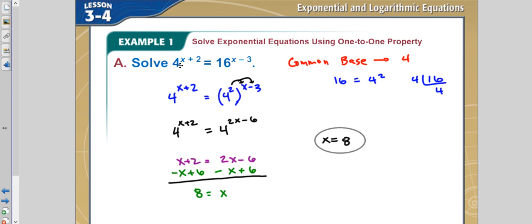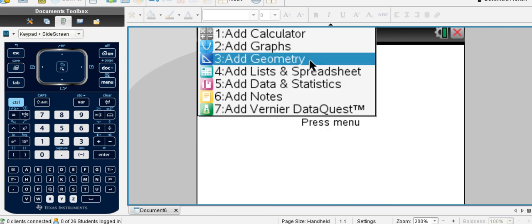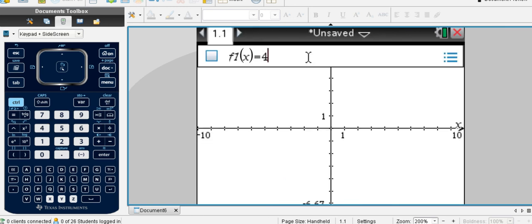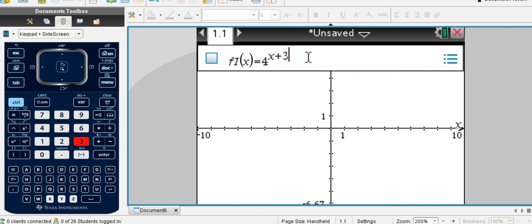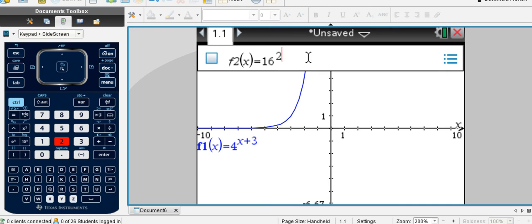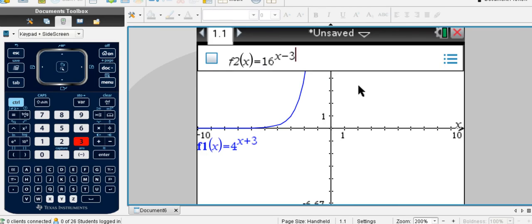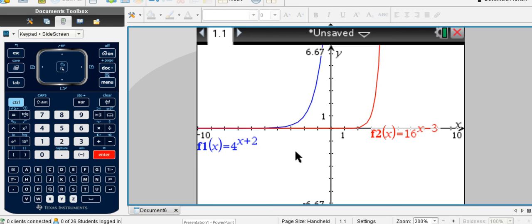Some techniques we've seen in the past: you could graph this as f1, this as f2, and see where they intersect, and you would again get 8. Again, that's just another method of doing the same thing. I'll show you real quick. You can go to new document. We could choose to graph, and we say 4 to the power of x plus 3 as one equation, and the other equation was 16 to the power of 2x, and I forgot the rest of it. Let me look over here. What was it? Oh, it was x plus 2, I'm sorry, and this one's x minus 3. And I need to change the other equation. It was x plus 2. Okay, so now that I changed these, this should be my value.